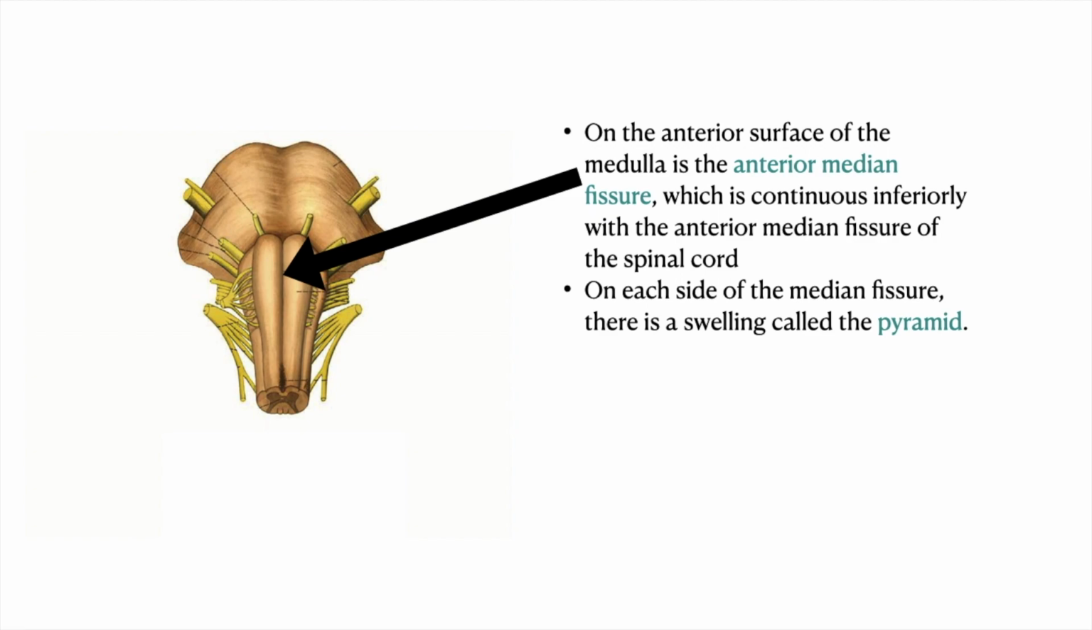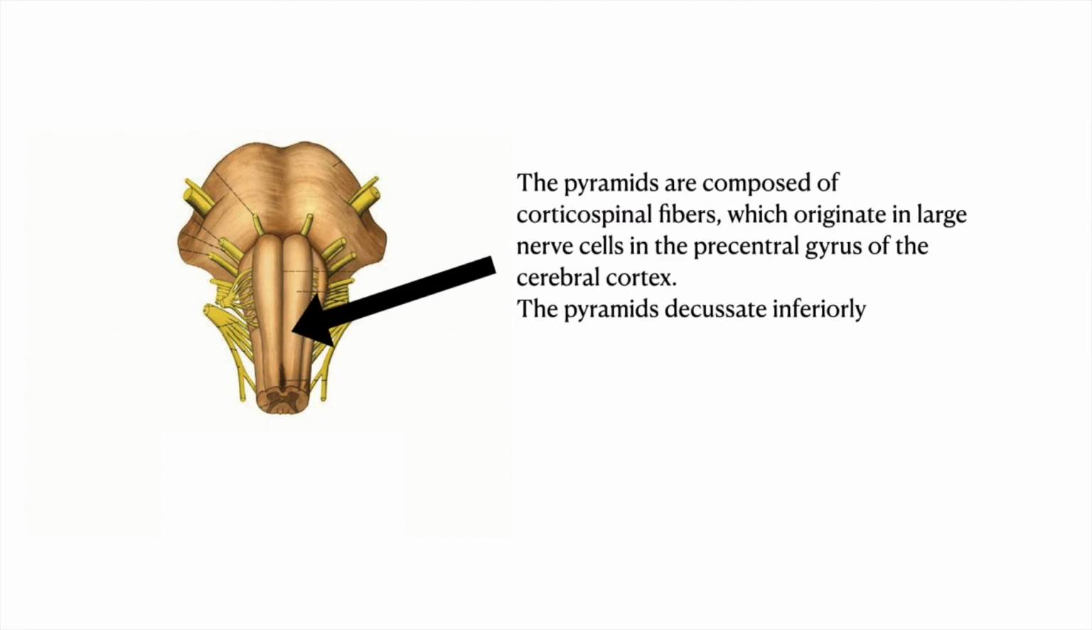On the anterior surface of the medulla is the anterior median fissure. This is continuous inferiorly with the anterior median fissure of the spinal cord. On each side of the median fissure, there is a swelling called the pyramid. The pyramids are composed of corticospinal fibers, which originate in the large nerve cells in the precentral gyrus of the cerebral cortex. The pyramids decussate in the inferior part of the medulla.